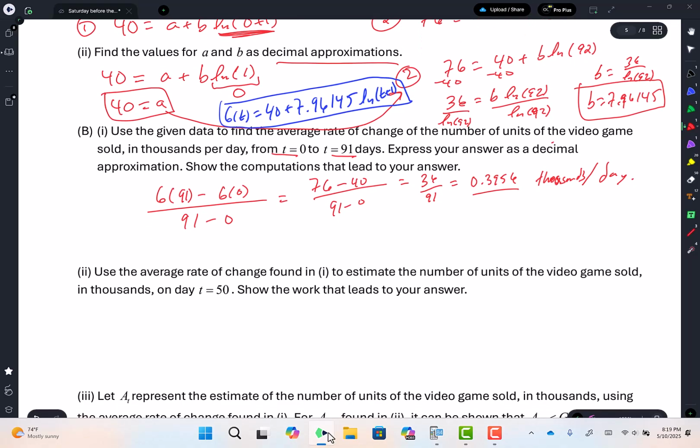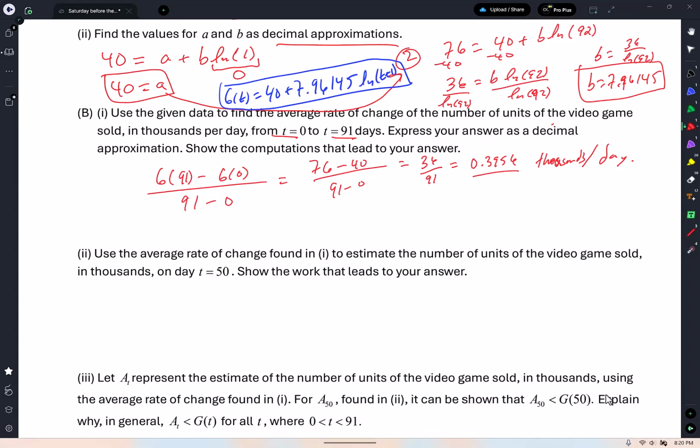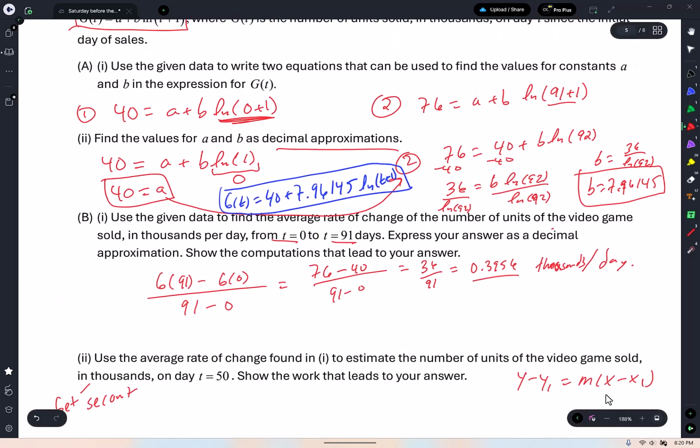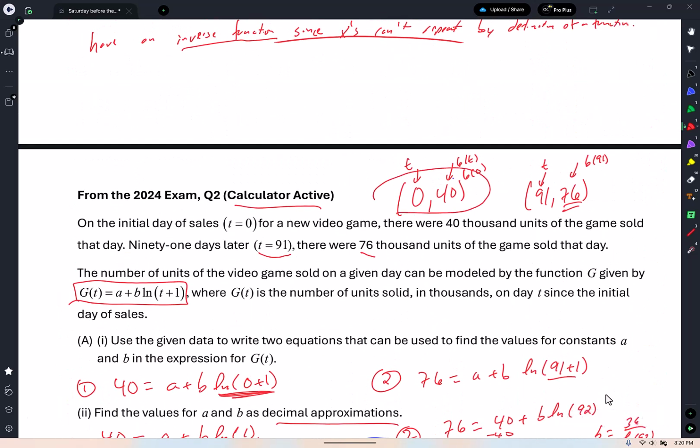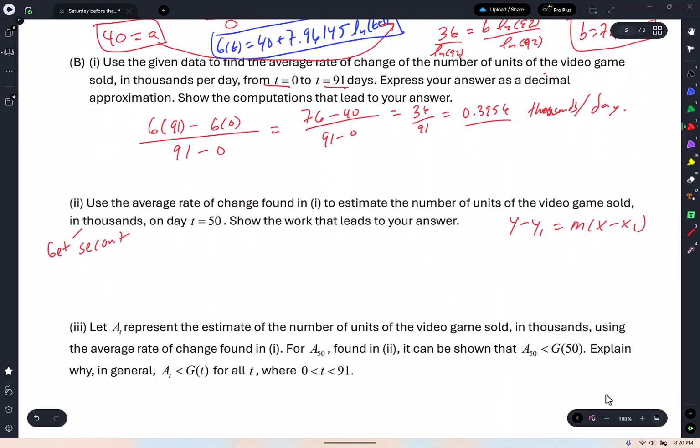Let's see. This one says use the average rate of change found in 1 to estimate the number of units of the video game sold in thousands on day t equals 50. So this means get your secant line. We're going to use y minus y1 equals slope times x minus x1. So here we go, guys. You can use any point, but you probably want to use 0, 40 because the 0 sometimes makes things easier. You can use 91.76. We're talking about the same line anyways, so it would give you the same answer.